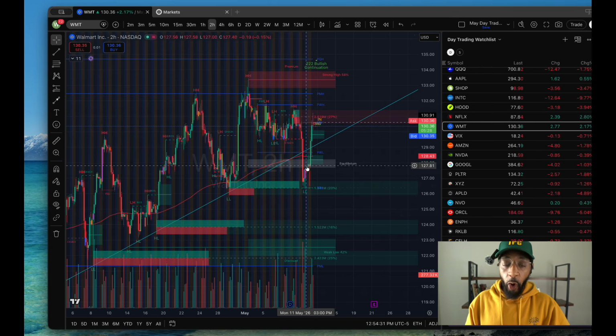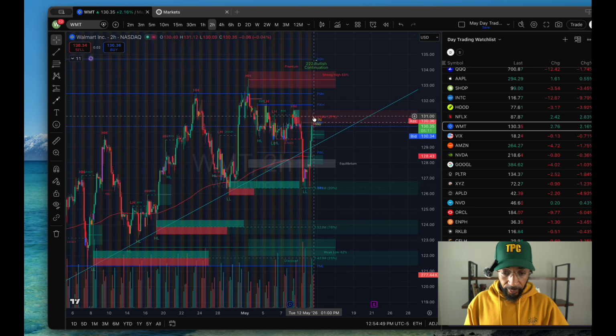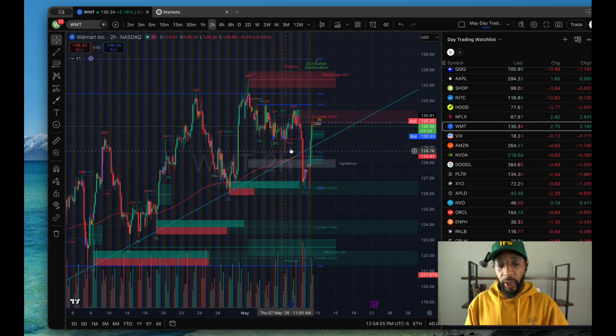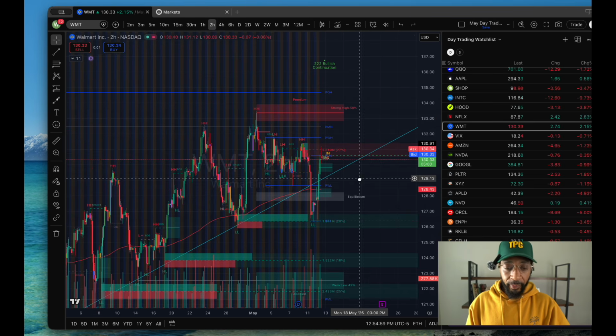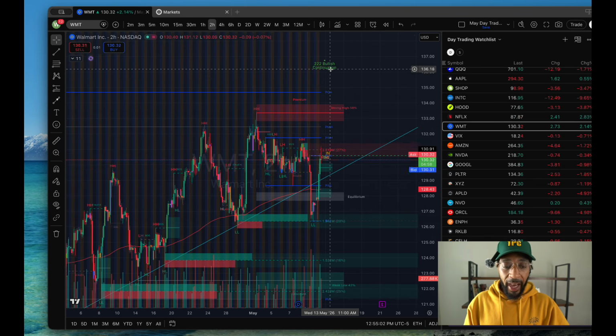I was in this Walmart trade. I entered in over here. We came down, I added yesterday down here. We bounced, and I got out up here in profit. Now it did come higher, but we got out in a profit up here. So now it's back inside of this trend channel, which lets you know, hey, we may be going higher.